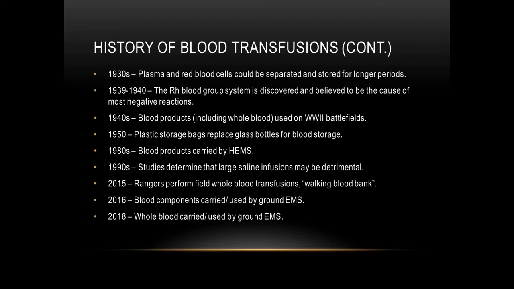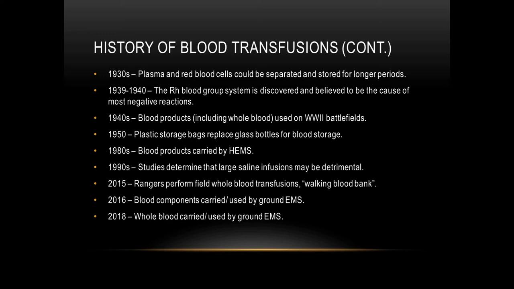So as we continue up through there, in the 1930s into 1940, we actually see the discovery of the RH. Up until that point, we just had the A, B, O, and AB type blood, but didn't realize until almost about 40 years after it was first discovered that there was this RH factor that was causing some other reactions in patients. And so that started getting studied a little more, and started determining what blood can be used on what people.